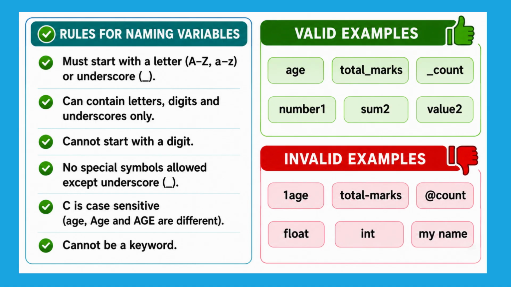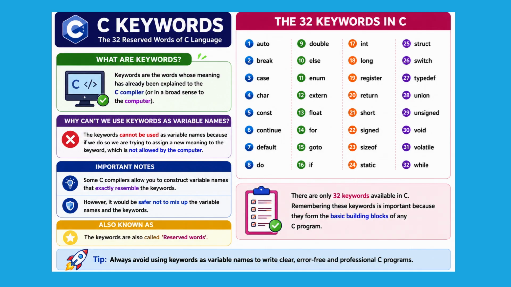C has 32 keywords. Keywords cannot be used as variable names because their meanings are fixed. Some compilers may allow it, but it is not recommended. Keywords are also called reserved words. They are the building blocks of the C language and should be remembered.